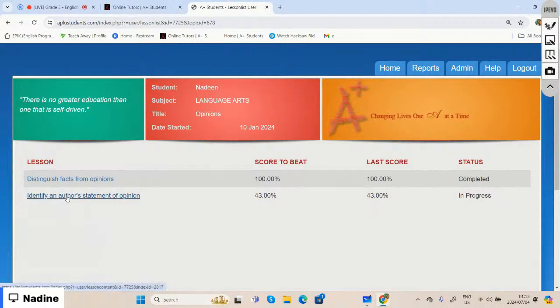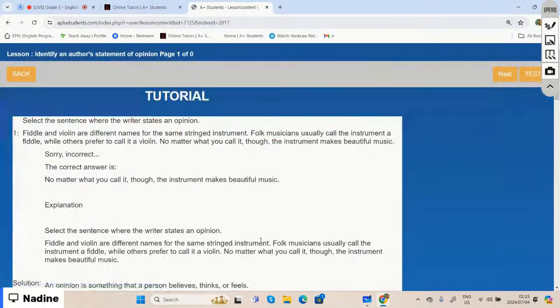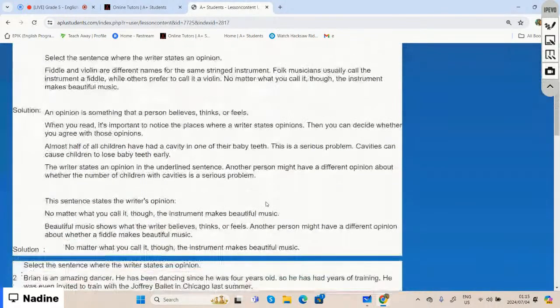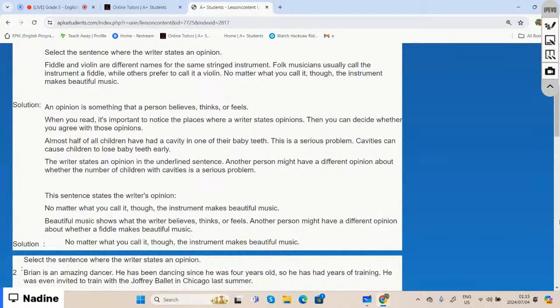All right, so we're going to identify an author's statement of opinion, right? And we see that when it comes to an author's opinion, or an opinion in general, an opinion is something that a person believes, thinks, or feels. That is an opinion. You can have an opinion, I can have an opinion, right? And no one can actually say that your opinion is wrong or your opinion is right, because they can just either disagree or they can agree with it, right? But it should not be like that.